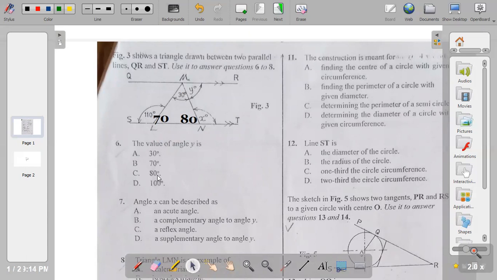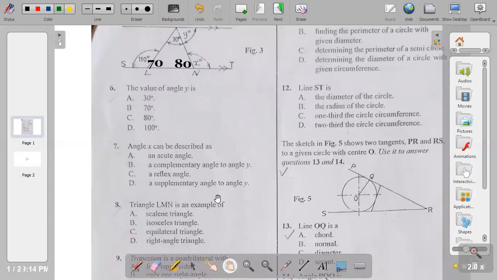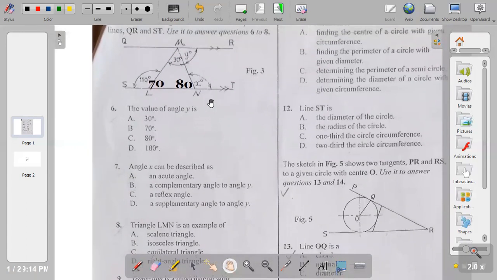Now, angle X. In question 7, what is angle X? We are yet to determine angle X. And since the sum of angles on a straight line is 180, all we need to do is deduct 80 from 180. So angle X will be 110.